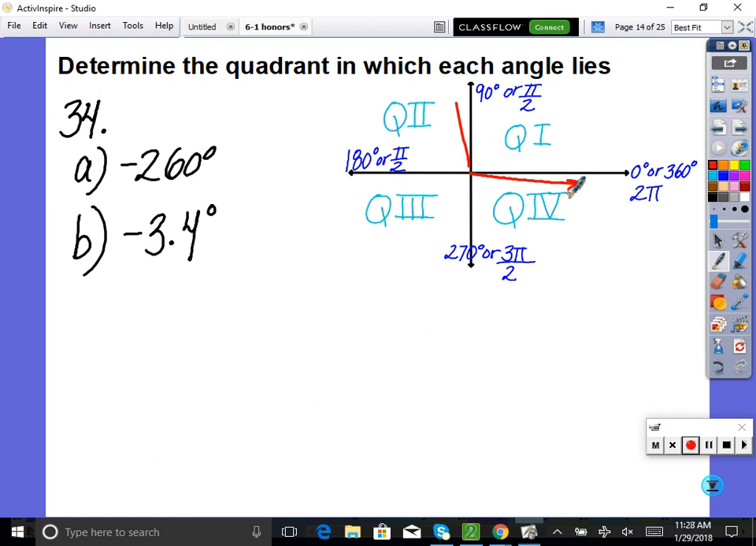So what if I said, what quadrant does angle 1000 degrees land in? What do you use? Subtract 360, subtract 360, subtract 360 so you can figure out where it lands. Because that would be a coterminal angle landing in the same spot.